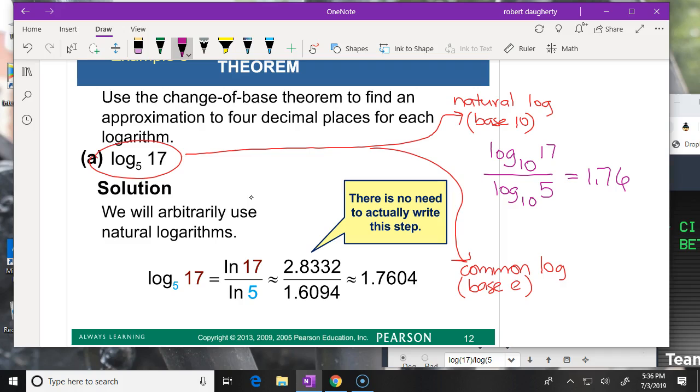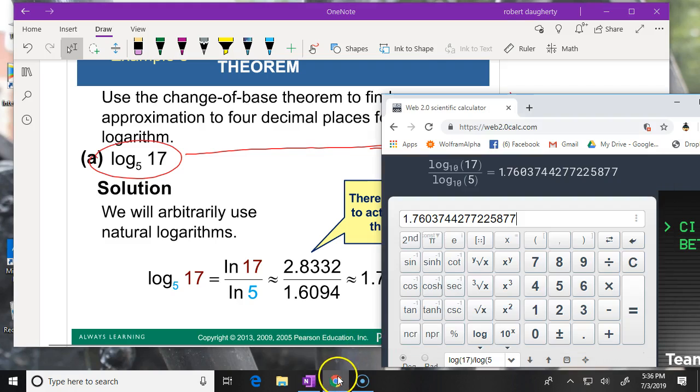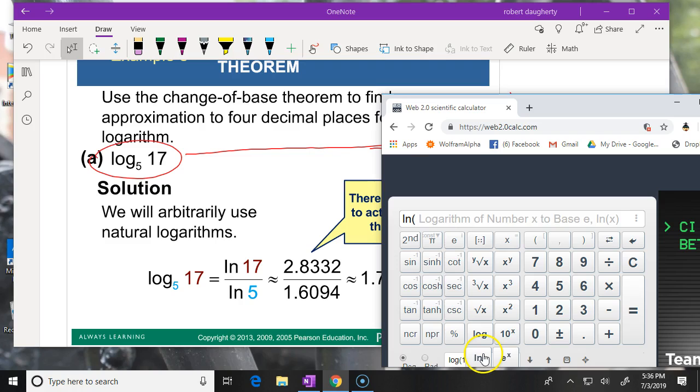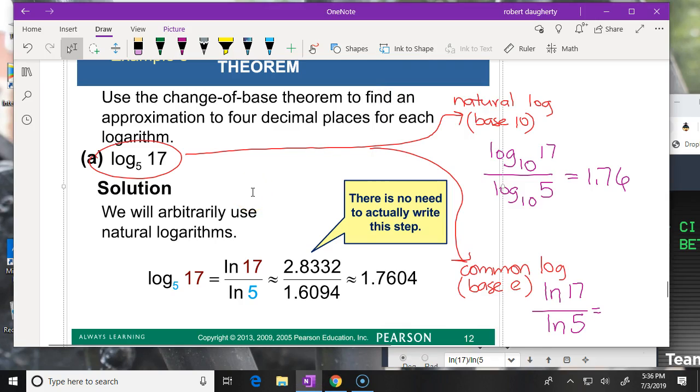Now I could do the same thing with natural log. So I can say this is the natural log of 17 divided by the natural log of 5, and I should get the same answer. So clear this. So natural log of 17 divided by natural log of 5, and that is 1.76. So those numbers should match.